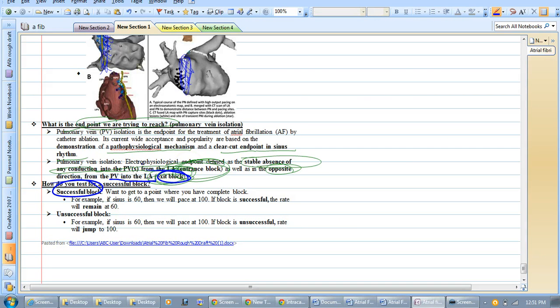And how do we know when we have a successful block? For example, in a successful block, we want to go to a point where we have complete block. So if sinus is 60 and we're pacing the patient at 100, we know the block is successful if the rate remains at 60. In an unsuccessful block, what ends up happening is sinus might be 60, we'll pace them at 100, and the rate will jump to 100.